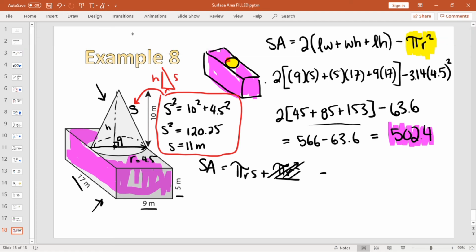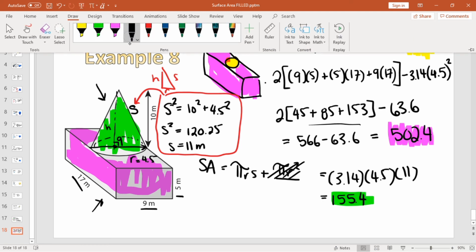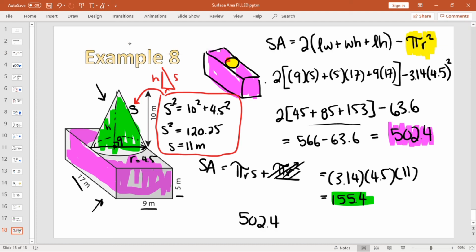So now we have 3.14 times the 4.5 radius times the 11. And our surface area from the cone is 155.4. Going to give that some color too. Try and keep it all straight. It's getting a little crazy in here. That's my cone part. The total surface area of the figure is going to be the part from the prism and the part from the cone. So 502.4 plus the 155.4 we just found equals 657.8 meters squared.